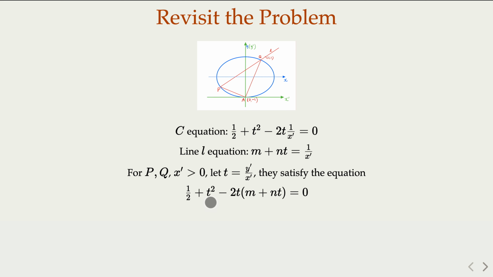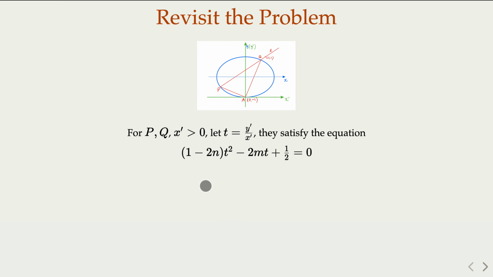Now this is the equation in t, it's a quadratic equation. Let's rewrite it in quadratic form here, right? So notice the meaning of this equation. This equation says the points P and Q satisfy this, and t represents the slope of AP and AQ, right? Because in the new coordinate, the slope from point A, which is the origin, is always y prime over x prime. Alright, so this is all we need in order to prove the statement here.